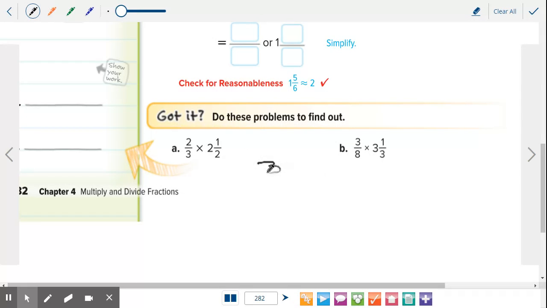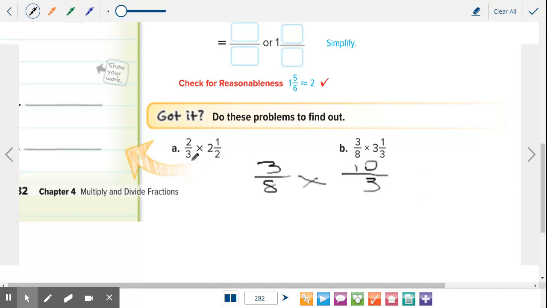So we have 3/8 times that 3 1/3, but we got to change that into an improper fraction. Okay, so what's 3 times 3? 9 plus 1, 10. So we get 10 over 3.